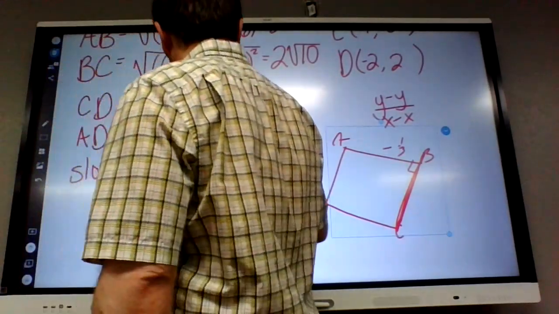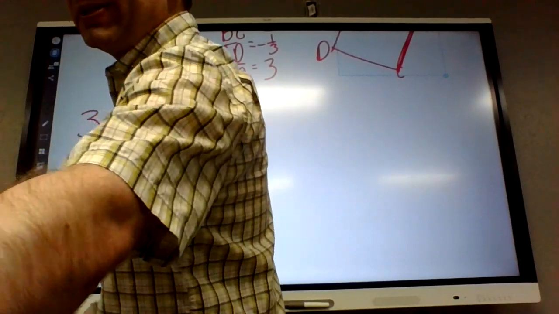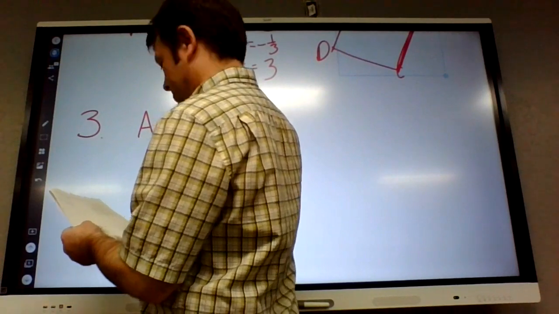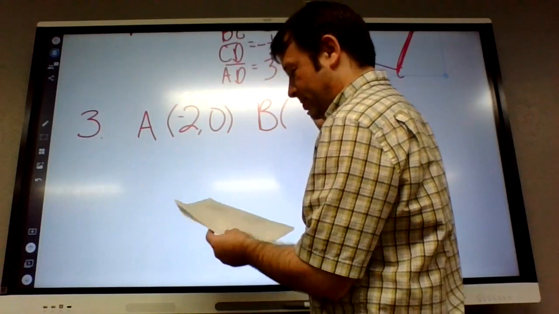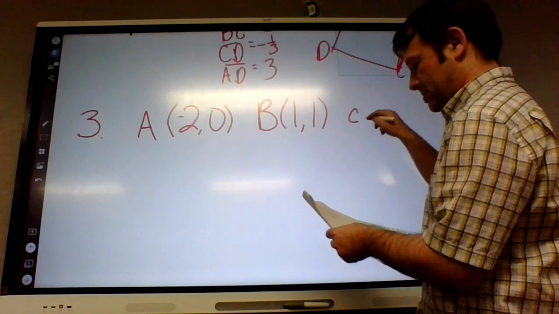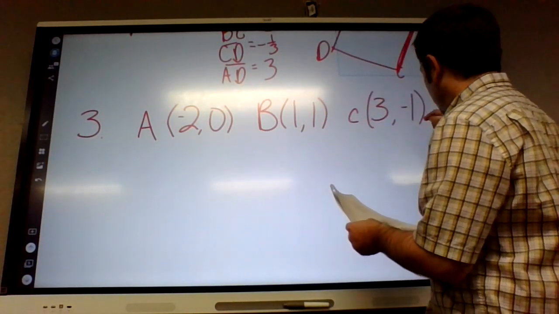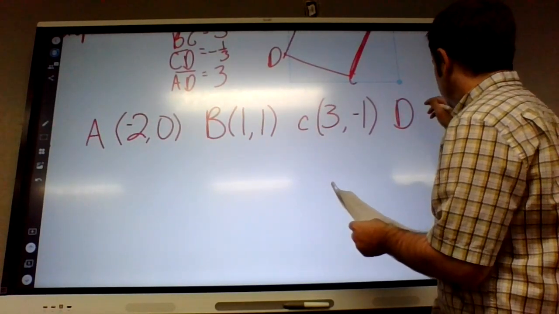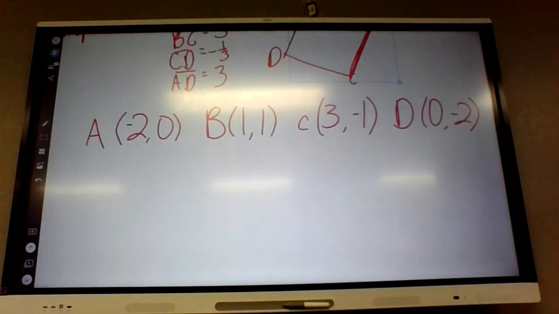What makes a rhombus a rhombus? One pair of parallel sides. No. Pairs of parallel sides, that's a parallelogram. What makes a rhombus a rhombus? All congruent. All congruent what? Sides. So we can prove this is a rhombus if we can show all the sides are the same.